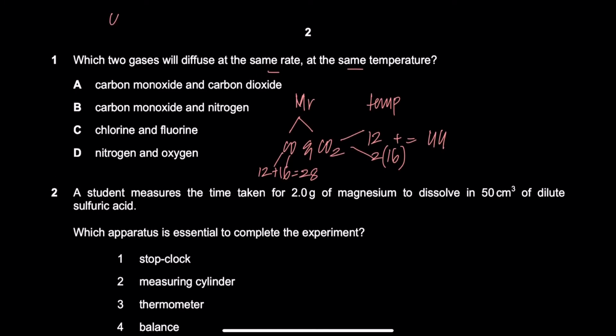Now if you check carbon monoxide and nitrogen, I can say that this is my answer. Why? Because carbon is 12, oxygen is 16, you add these two together and it gives you 28. One nitrogen is 14, and since you have two of those, 14 times 2 is also 28. So 28 AMU, 28 AMU. Since they have the same Mr at the same temperature, they will diffuse at the same rate. Therefore B is the right option.